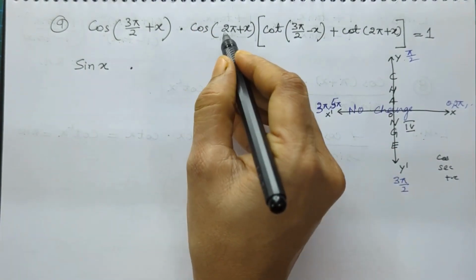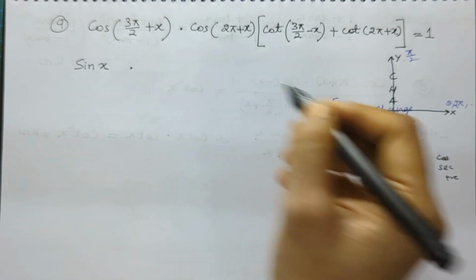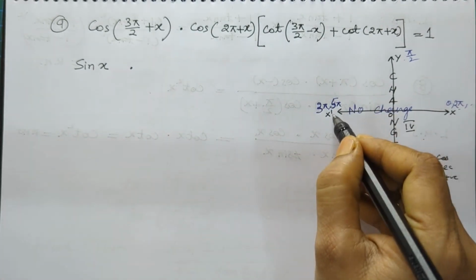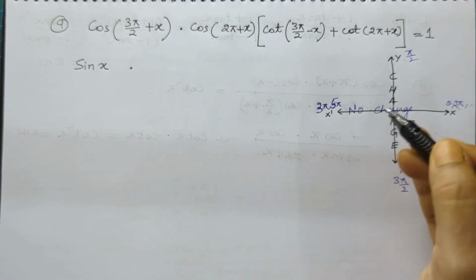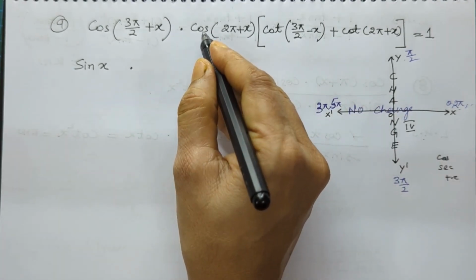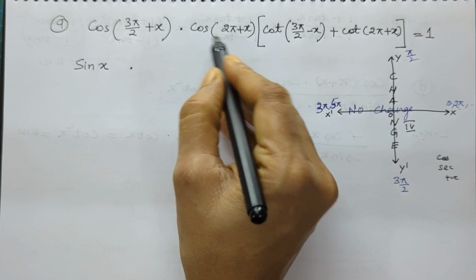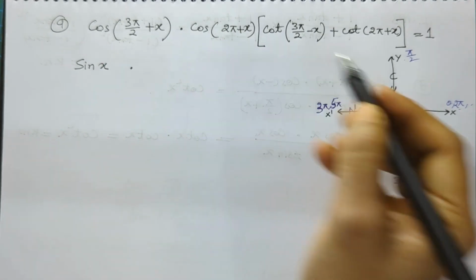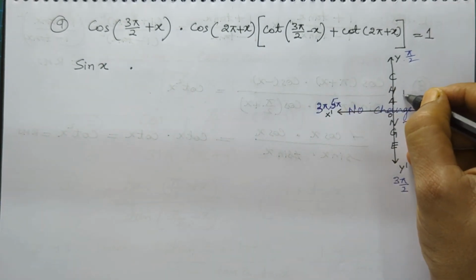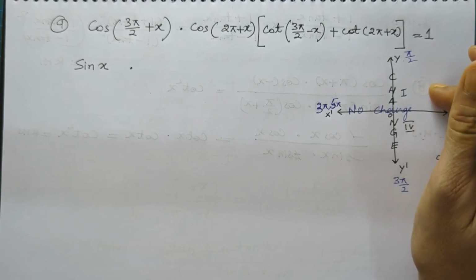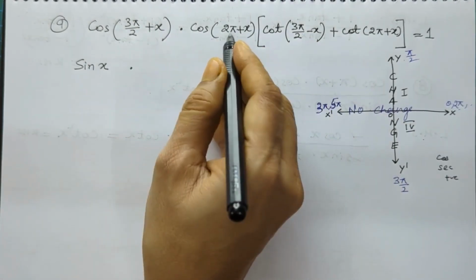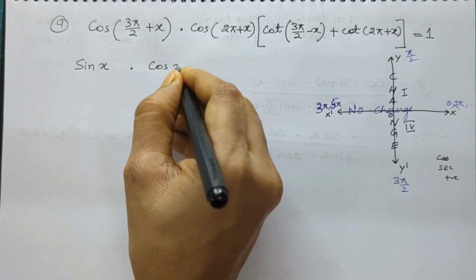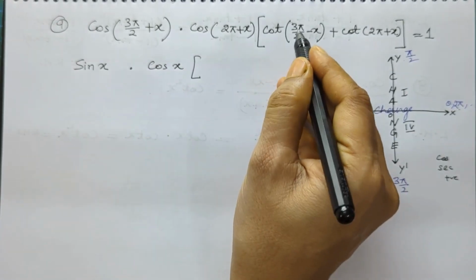Next, cos(2π + x). 2π is the x-axis. Along the x-axis, all trigonometric ratios remain as they are. They don't change. So cos remains cos of x. But where is this angle? This angle is in the first quadrant, and all trigonometric ratios in the first quadrant are positive. So cos(2π + x) is cos x, times cot of 3π/2.